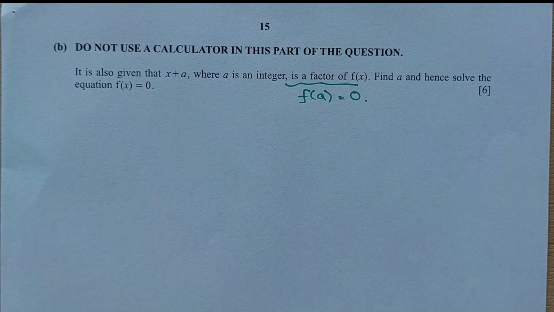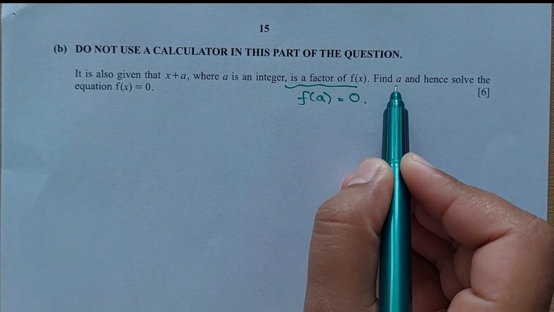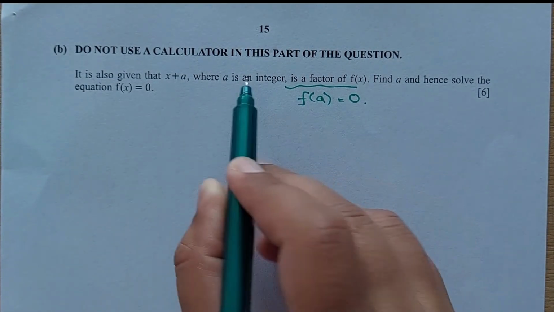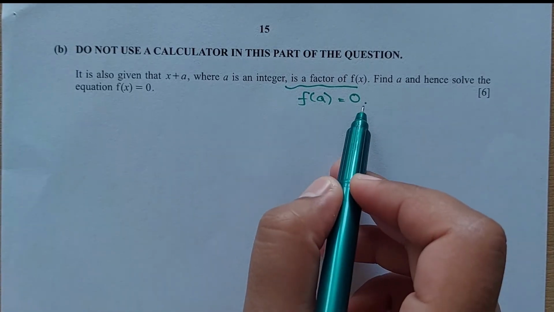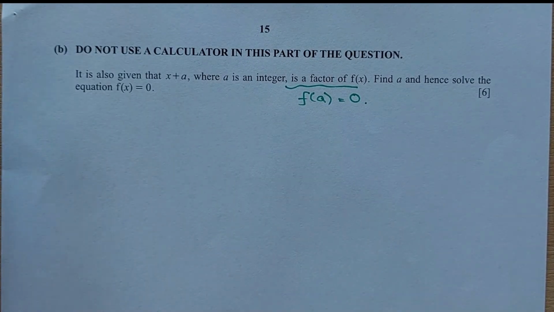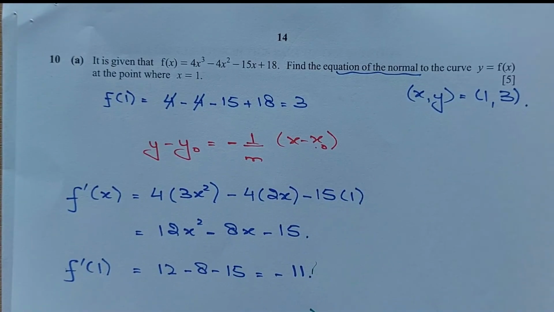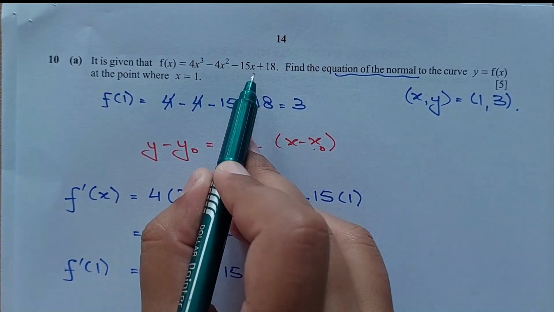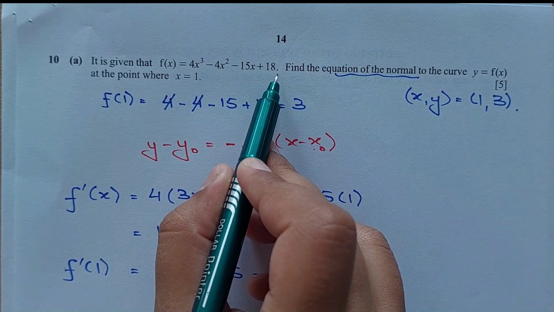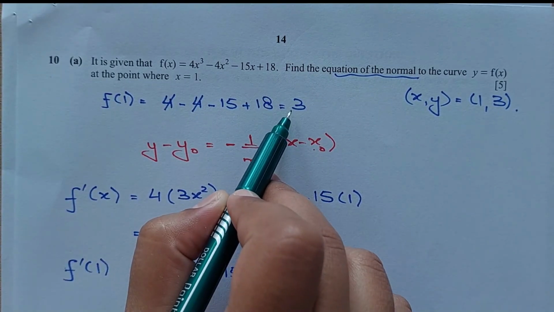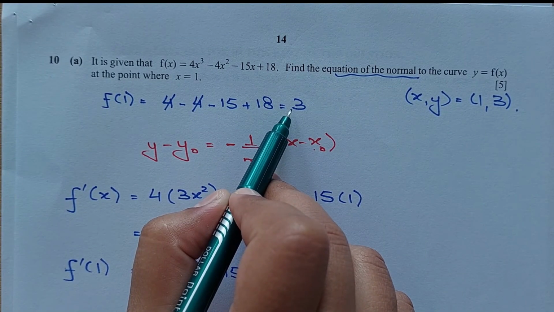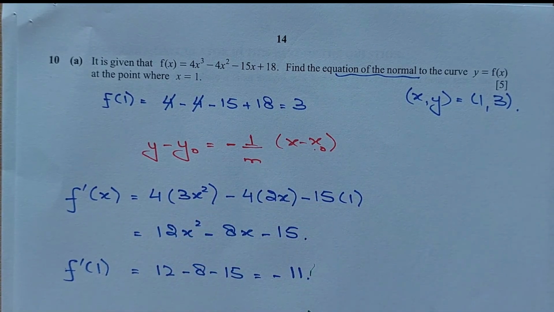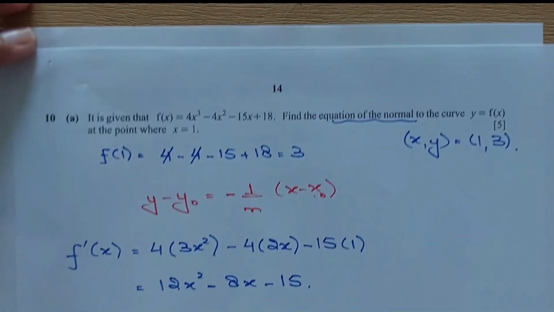Okay, so we need to find the integer a at which, when we substitute it, we will get f(a) equals 0. This is the function f of x. When we put 0, we get 18, which is not equal to 0. At 1, we get 3, same as minus 1. Let me check at minus 2. Is it equal to 0?